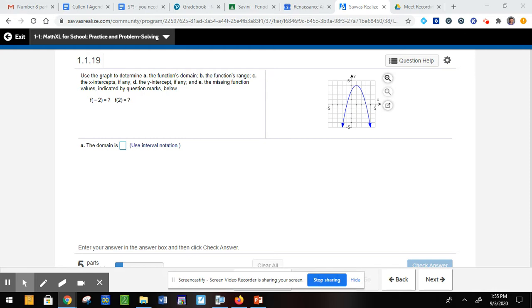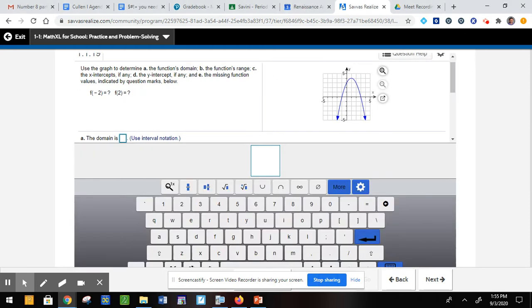The domain for this is a quadratic function. It goes forever as it's going down. It goes forever to the left and forever to the right. So it covers everything. The domain is all real numbers. It's saying to use interval notation. So we're going to use parentheses.